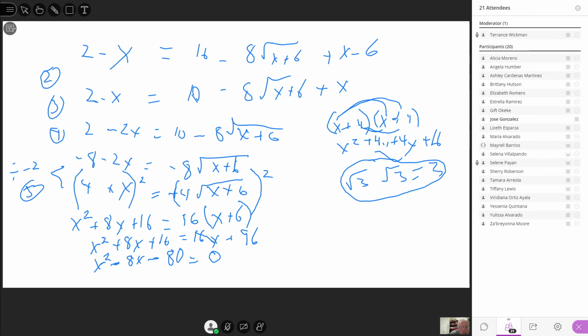Now you can factor this. Here's an x and another x. What two numbers multiplied together equal negative 80 and add up to negative 8?